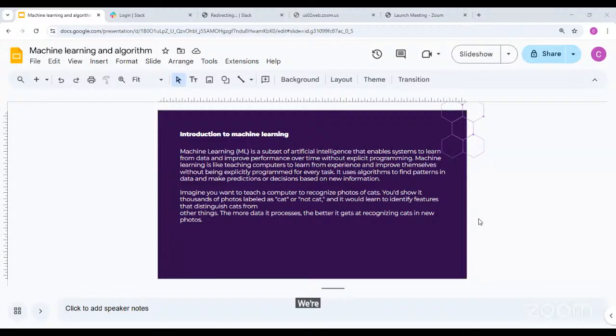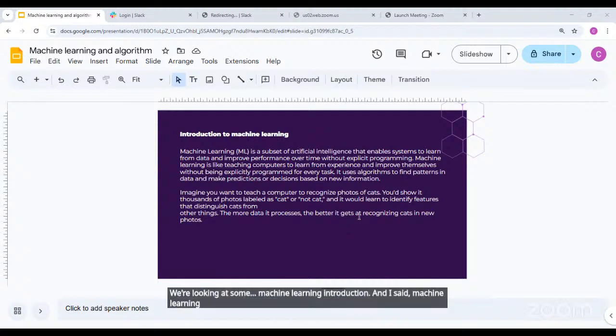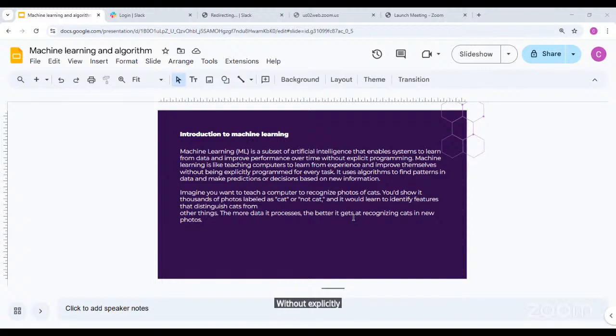So we're looking at the machine learning introduction, and I said machine learning is a subset of artificial intelligence, enabling systems to learn from data and improve performance over time without explicitly programming or writing the code to carry out this function. So let's just give a quick overview of what the definition is.